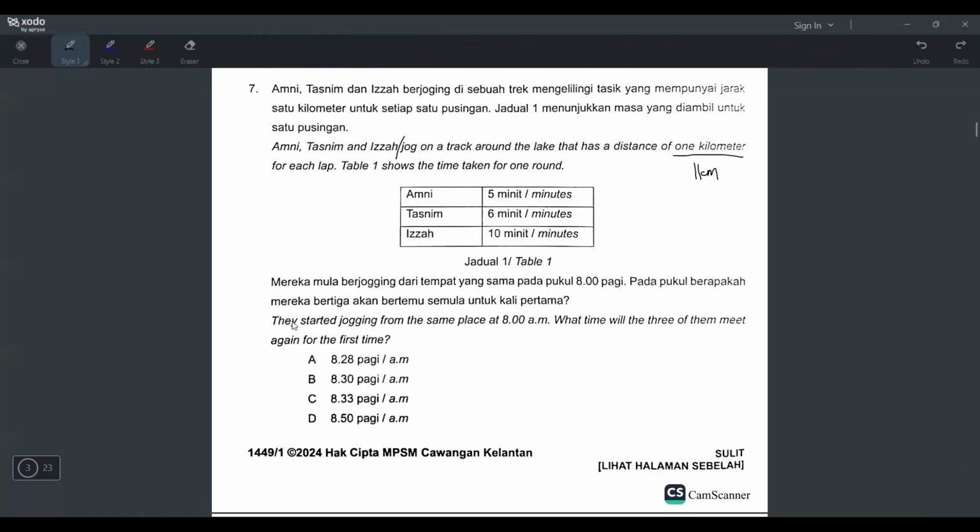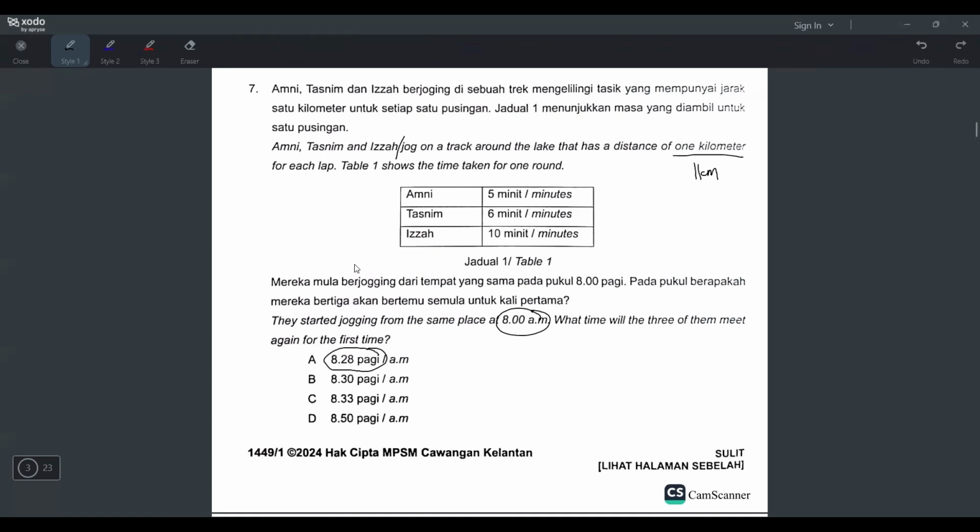Let's see what they want. They started jogging from the same place at 8 a.m. What time will the three of them meet again for the first time? For this type of question, I will straight away look at A, B, C, D to do it. So let's assume it's 8:28 a.m. It means that the three of them meet again for the first time at 8:28 a.m. So is this correct or not correct?